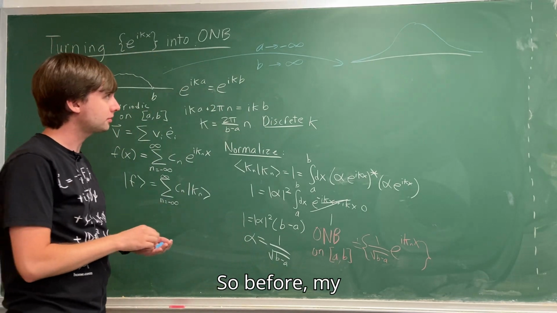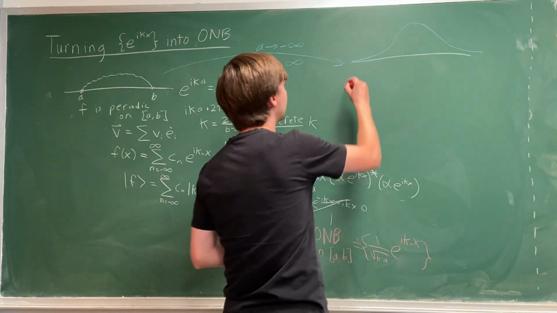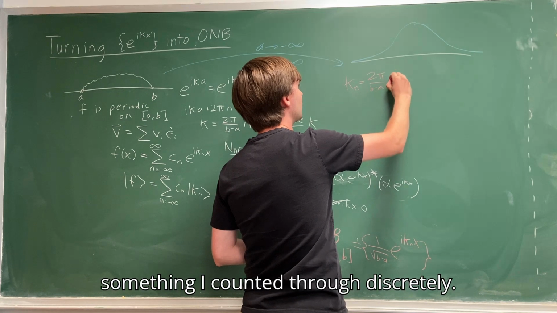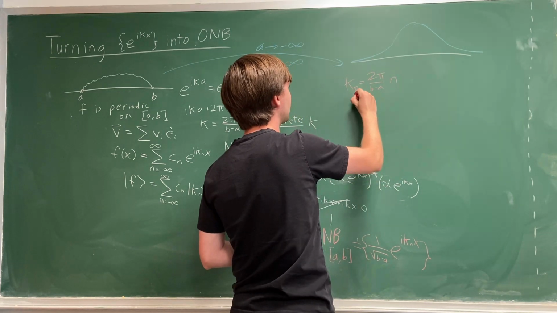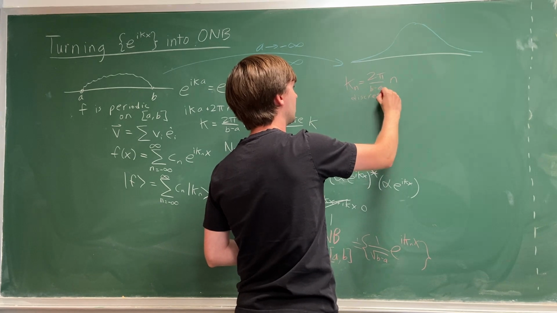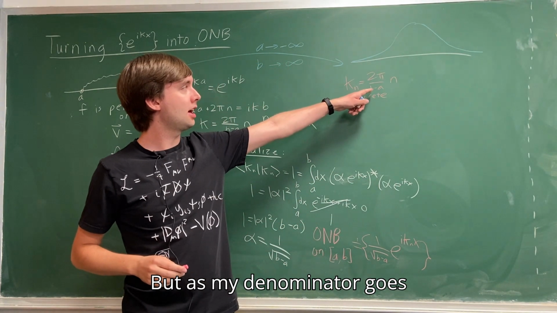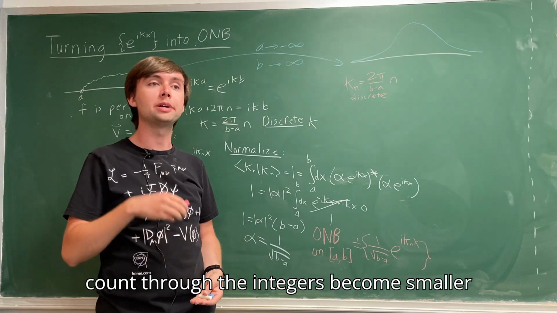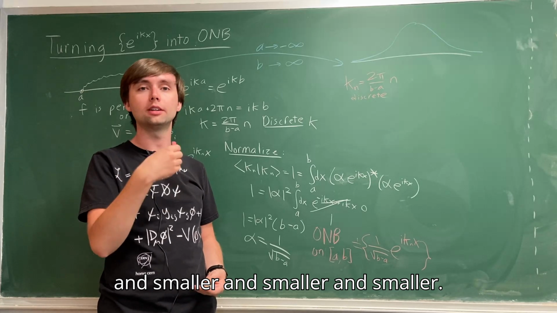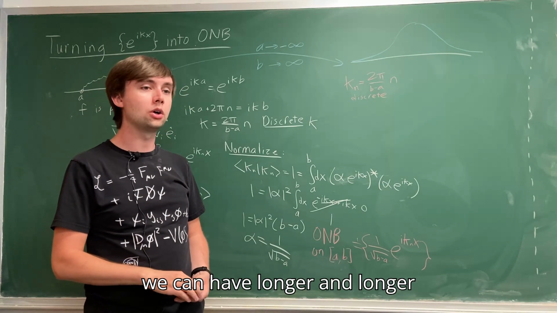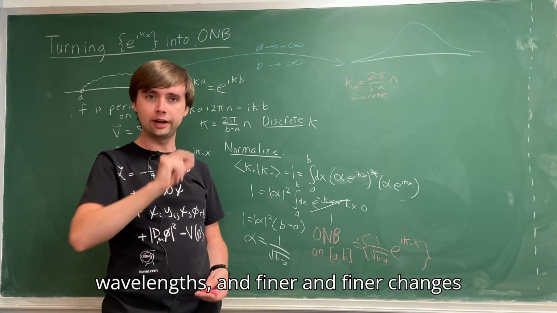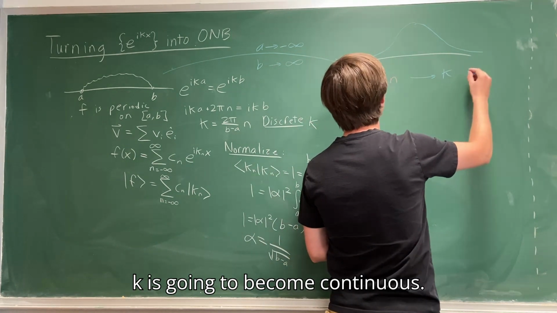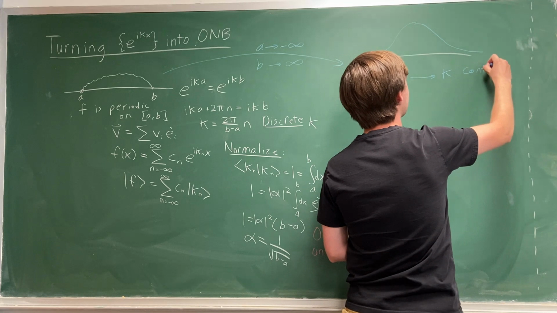So before, my k n's looked like something I counted through discretely, but as my denominator goes towards infinity, the steps I take as I count through the integers become smaller and smaller and smaller. We can have longer and longer wavelengths and finer changes between our k's. So as we take that limit, k is going to become continuous.